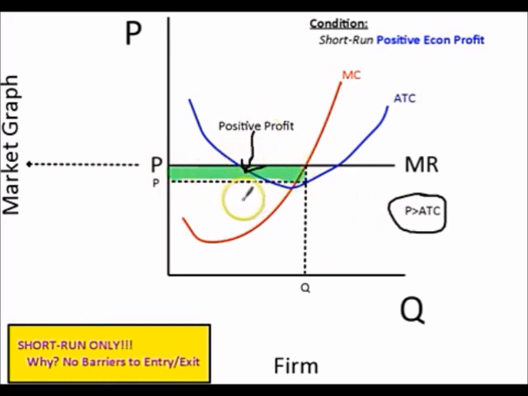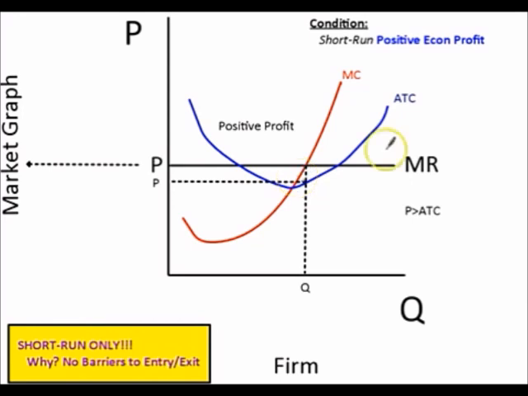Now, what happens next? This is a short run condition. If you look at the bottom left of the screen, this is a short run condition only. This cannot last in the long run. Of course, the question becomes, why not? The reason why this cannot last in the long run is because there are no barriers to entry or exit. So given the fact that this firm is earning positive economic profit, there will be firms that enter the market.